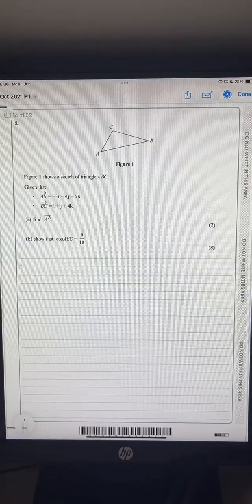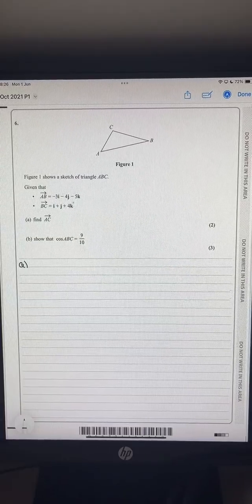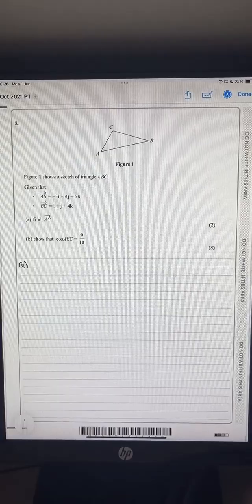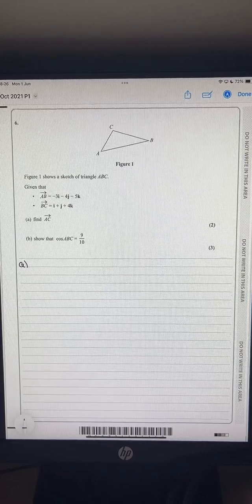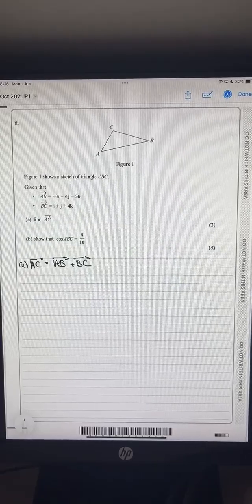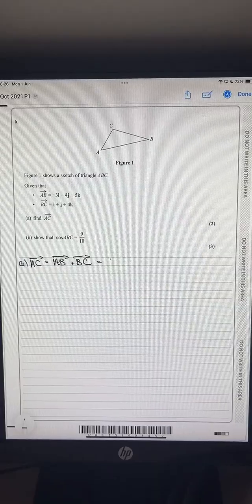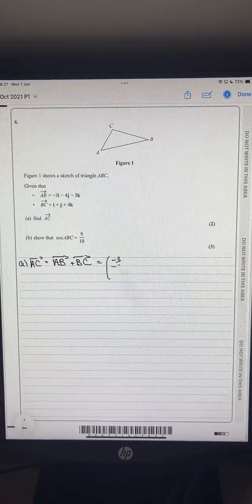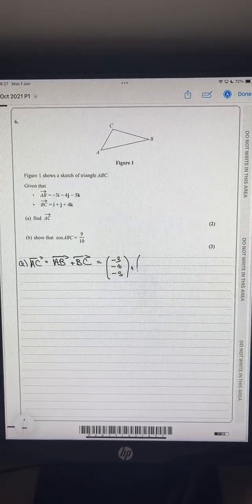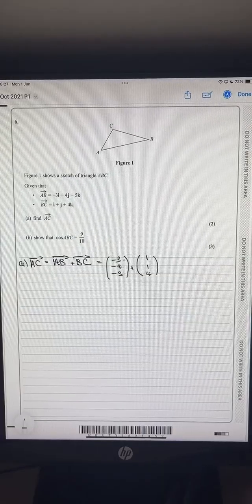So for part A, we need to find AC. Figure 1 shows a sketch of a triangle ABC. AB is this vector here and BC is this vector here. So we know that A to B gives us this and B to C gives us this. So A to C is simply going to be A to B plus B to C. A to B, I like to write this out using column vector form because it's much easier to work with. So I have -3, -4, -5 plus B to C, which is 1, 1, 4. Just make sure that you have the i, j's and k's matching up here and you don't put i, j's and k's in your column vector form.